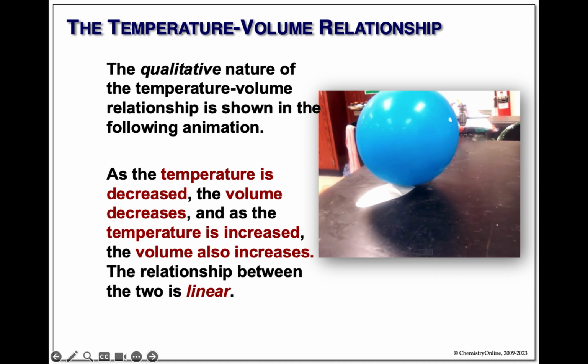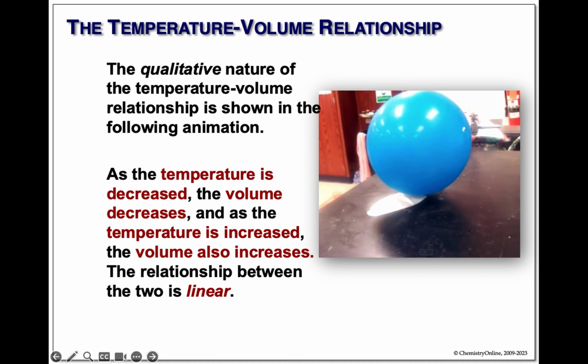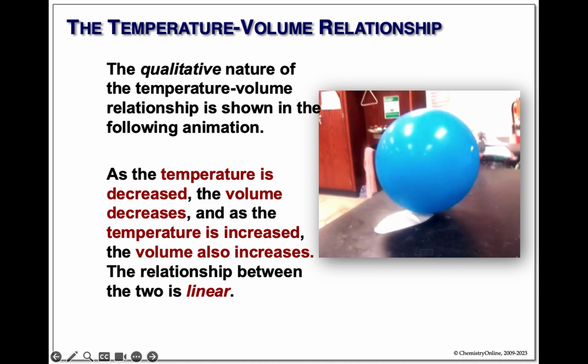So, what did we see? As the temperature decreased, the volume decreased. As the temperature increased, the volume increased. That's a direct relationship. Temperature goes down, volume goes down. Temperature up, volume up.